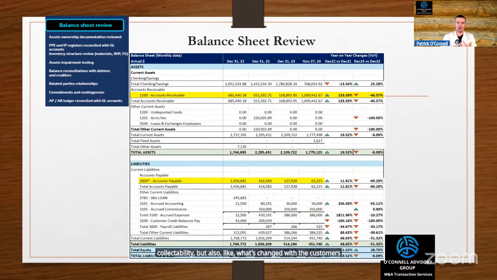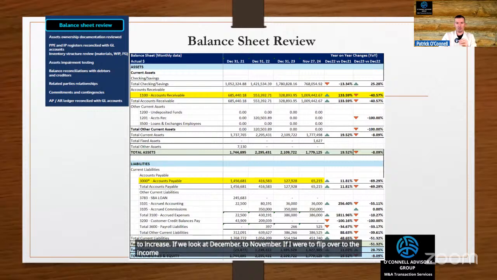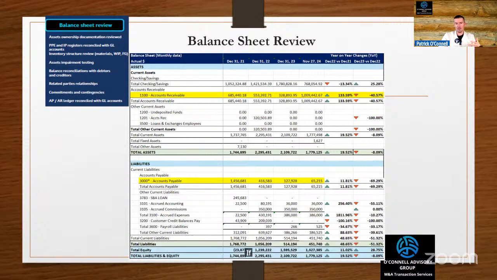Because ultimately, if accounts receivable is increasing, I would expect sales to increase. If we look at December to November, if I were to flip over to the income statement, I would expect revenues to significantly spike in this period. If you're telling me that there's $1 million of accounts receivable which is collectible, I would expect a significant revenue uptick.